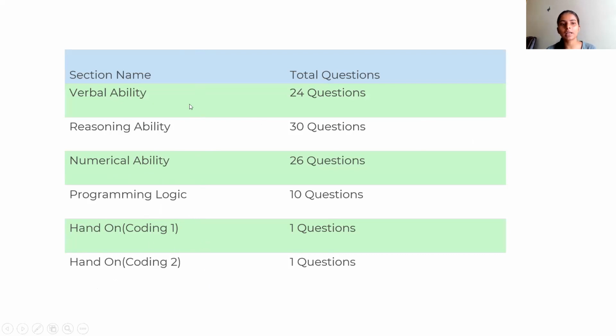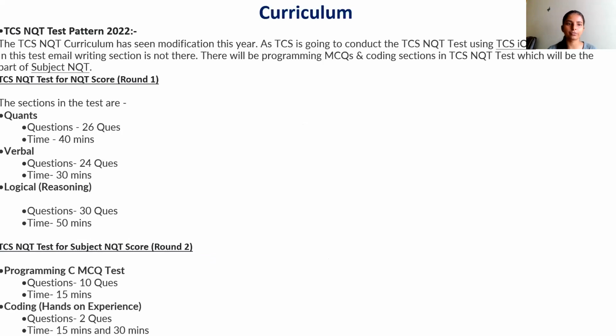Now let me tell you how many questions there are in each section. There will be 24 questions in verbal ability, and in reasoning ability you will get 30 questions. In the next slide I am going to tell you how much time you get for solving each section. In numerical ability you will get 26 questions, and in the programming logic section you will get 10 questions. In coding 1 and coding 2 you will get one question for each section. So let's move further and let me discuss the curriculum.